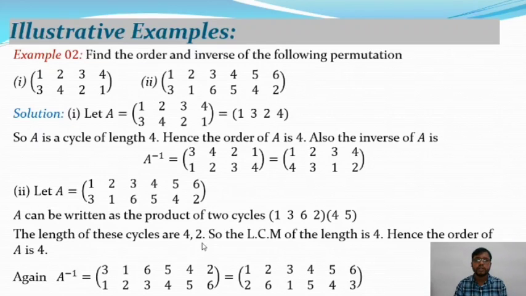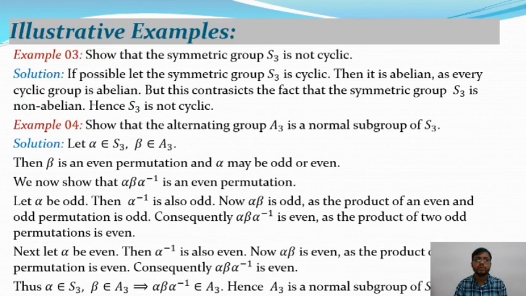Now move on to the third example on permutation group. Show that the symmetric group S3 is not cyclic. So here's the solution. If possible, let the symmetric group S3 be cyclic. Then it is abelian, so every cyclic group is abelian, you know that. But this is a contradiction to the fact that the symmetric group S3 is not abelian. So hence S3 is not cyclic. Okay, so this is the proof of the above theorem.